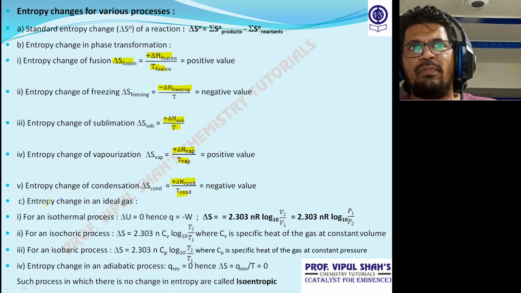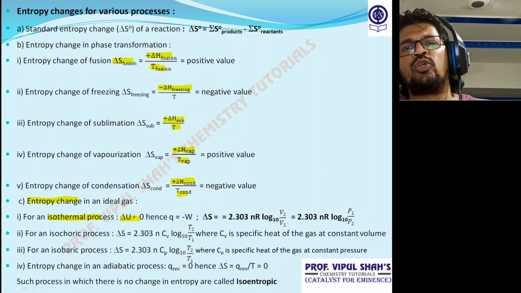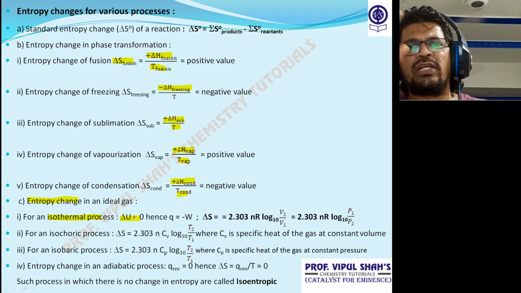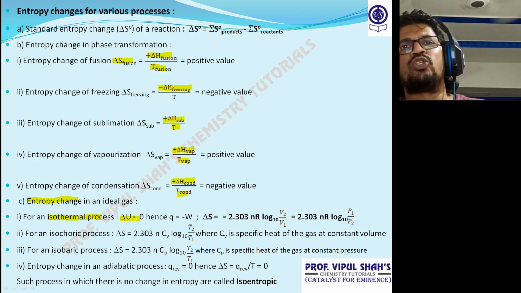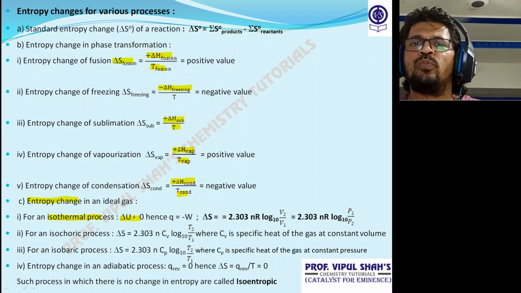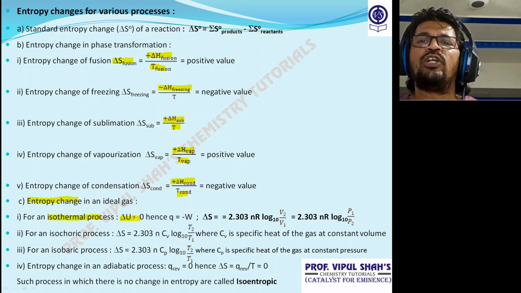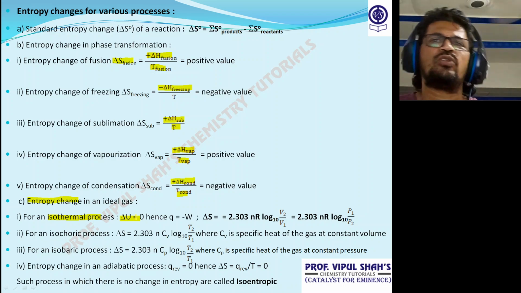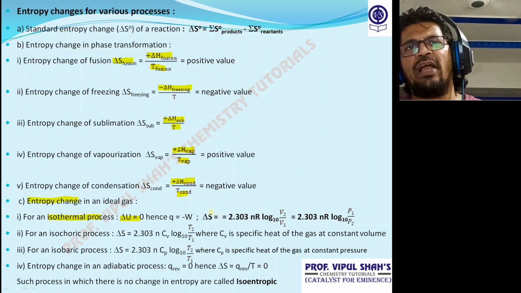Now, entropy change delta S for an isothermal process. For an isothermal process, delta U is 0. The formula for delta S is Q reversible by T. In this case, Q is the work done because delta U is 0, by the first law of thermodynamics. So Q is minus W. Now W for isothermal reversible is W max, so minus minus becomes plus: 2.303 nRT log of V2 by V1, upon T. So T gets cancelled. The formula for delta S is 2.303 nR log of V2 by V1, or P1 by P2.